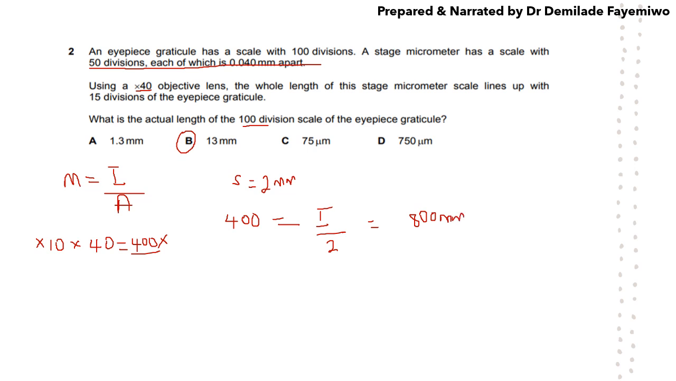This is a much longer method that takes you to the exact same answer, but I would say if you're a student listening, you don't have a lot of time, but I'm just expanding this for those who might want to see it. And then it says here that 15 divisions of the eyepiece graticle is equal to this image length, because we're now dealing with it at a magnified scale. So 15 divisions would be equal to 800 millimeters, right? And so that means one division is basically 800 divided by 15, and then 100 divisions would be equal to 800 divided by 15 times 100.